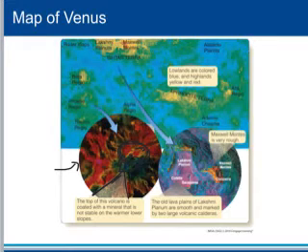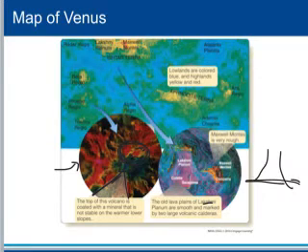And then the old lava plains in this region of Venus are smooth and marked by two large volcanic calderas. So that's the cauldron. This is the volcano, and out of the volcano comes the lava. So they're the cauldrons that they're talking about here.